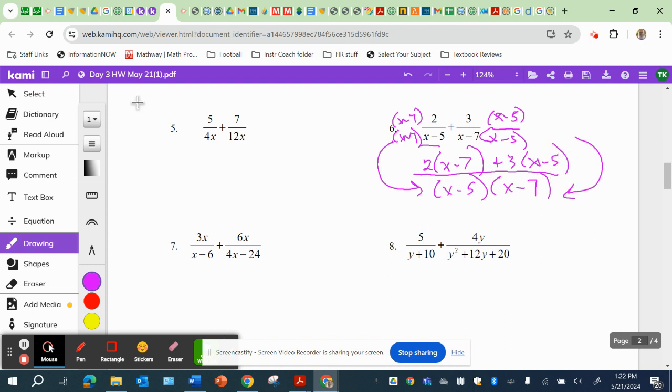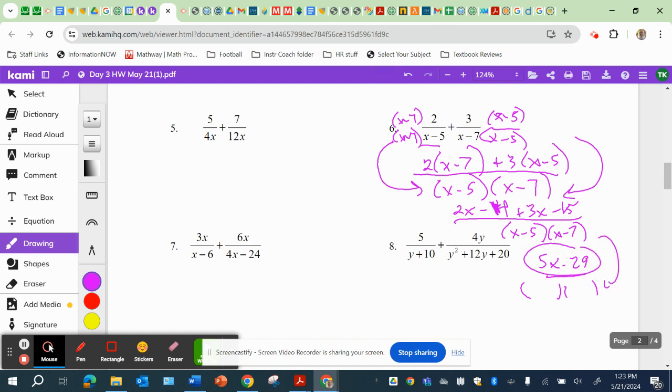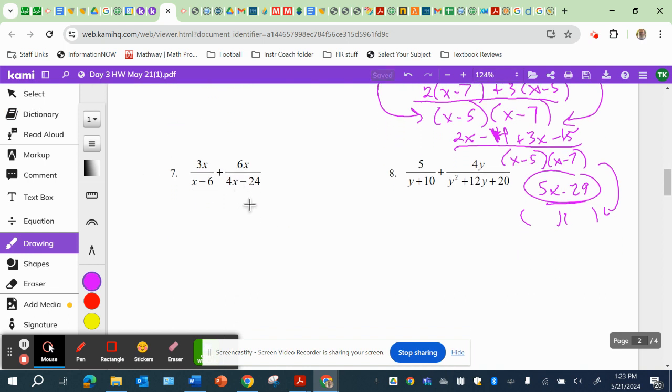Now it's just trying to simplify. So 2x minus 14 plus 3x minus 15, over x minus 5, x minus 7. So that would be 5x minus 29 over that same denominator. And that's not going to factor anymore to reduce. I'll just show you the denominator on that one.